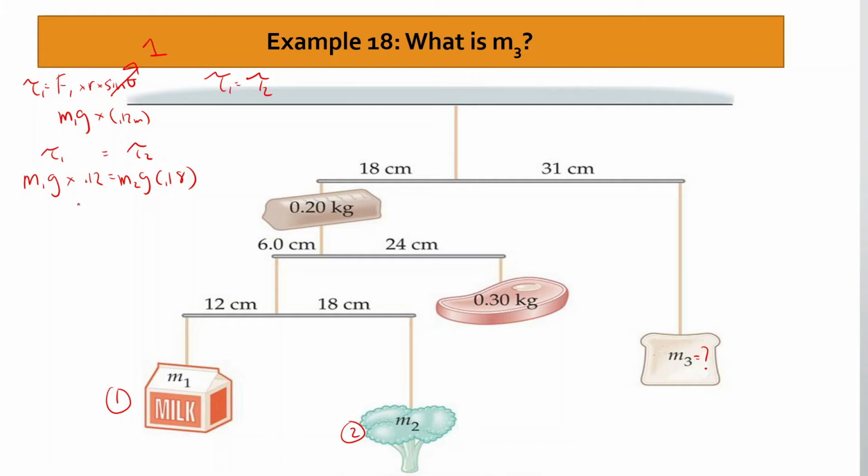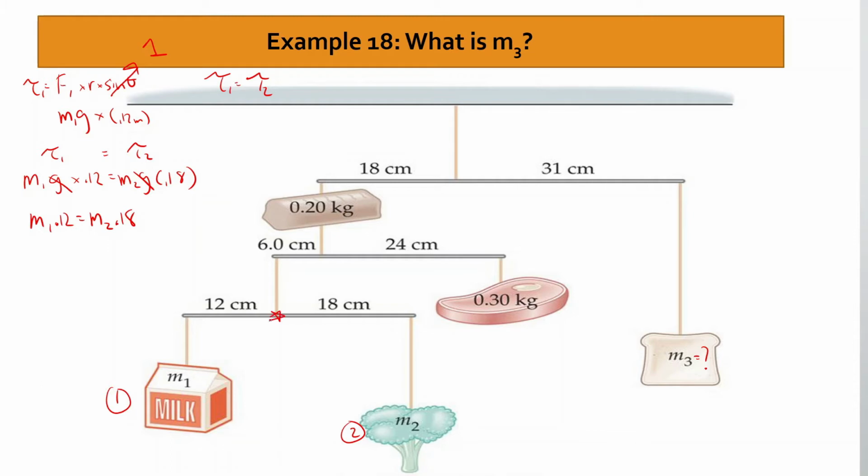What I could also do is get rid of gravity, because gravity cancels out on both sides. So now I'm left with this equation. M1 times 0.12 is equal to M2 times 0.18. So that's going to confuse things a little bit.